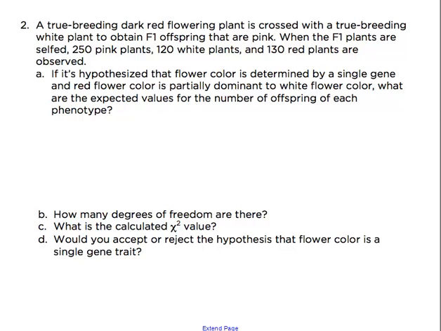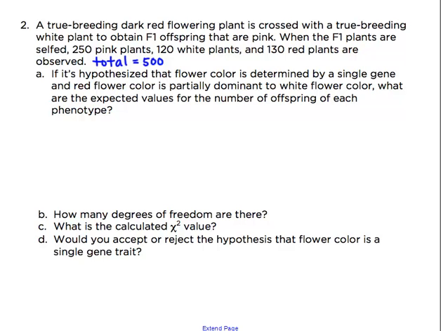Problem 2. A true breeding dark red flowering plant is crossed with a true breeding white plant to obtain F1 offspring that are pink. When the F1 plants are selfed, 250 pink plants, 120 white plants, and 130 red plants are observed. So this total of 500 plants. So A. If it's hypothesized that flower color is determined by a single gene, and red flower color is partially dominant to white flower color, what are the expected values for the number of offspring of each phenotype?